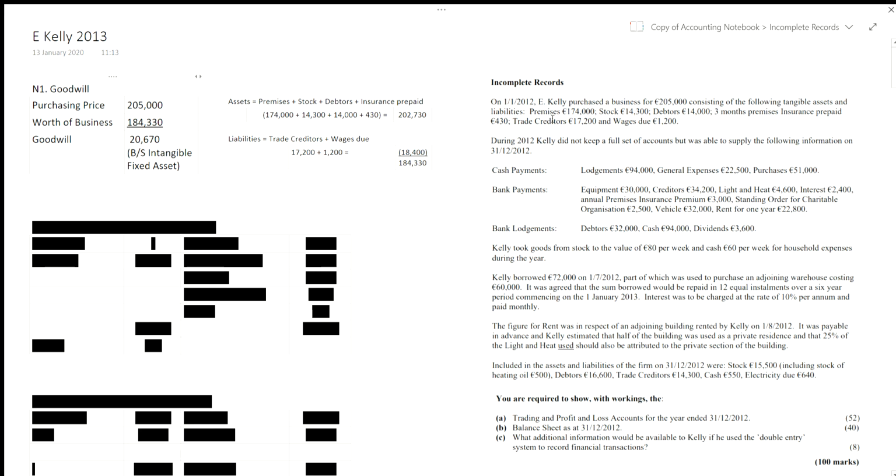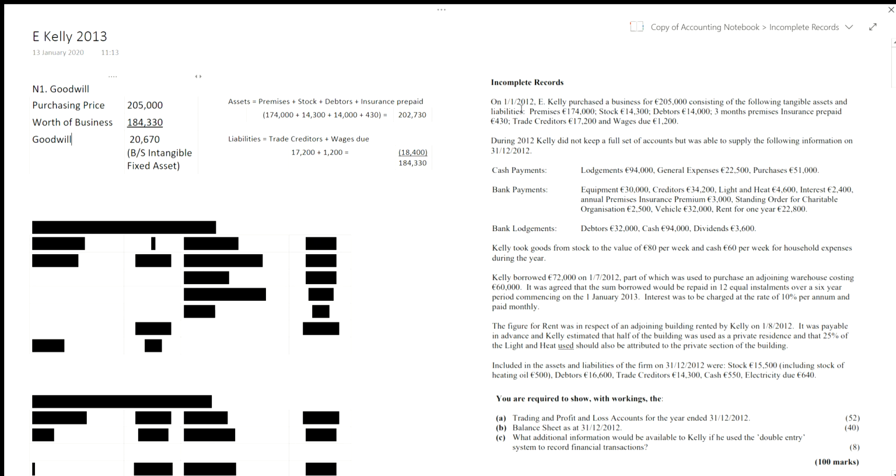There's additional things, and brand is so powerful that E. Kelly has decided to pay €20,670 more just for owning the brand. So this is an intangible fixed asset. It's a fixed asset, but it's intangible. And intangible means we can't see it.